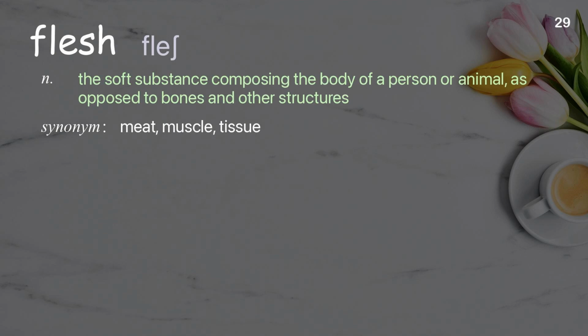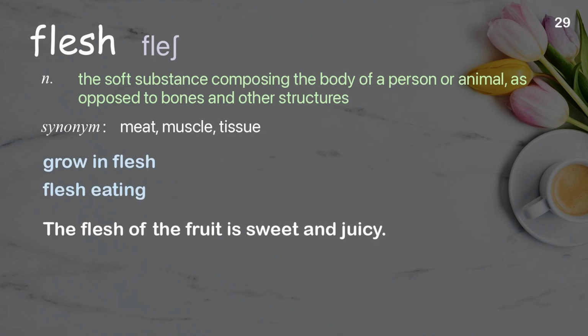Flesh. The soft substance composing the body of a person or animal, as opposed to bones and other structures. Examples: Grow in flesh. Flesh eating. The flesh of the fruit is sweet and juicy.